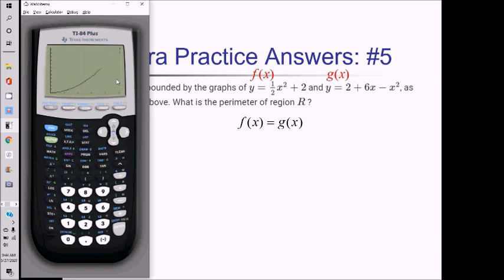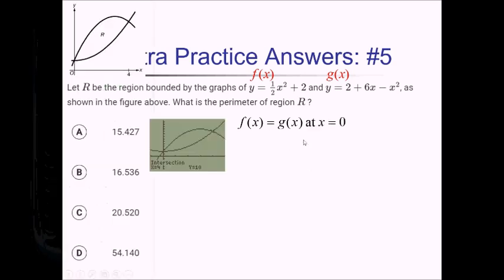So there's f of x, and here is g of x. And if I do second trace, option 5, and move my spider closer to that intersection point, we go 1, 2, 3 enter to get, yep, it is 4. Okay, so at x equals 0 and 4. Those will be our limits of integration.